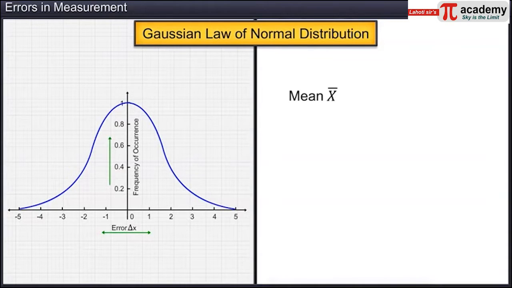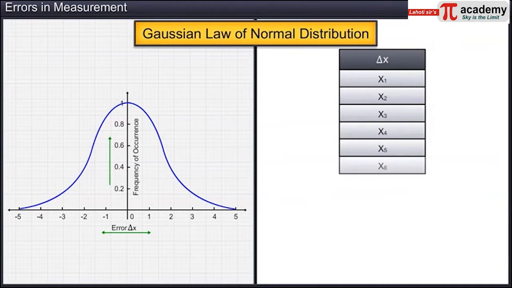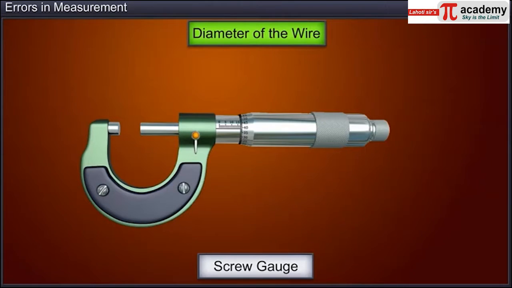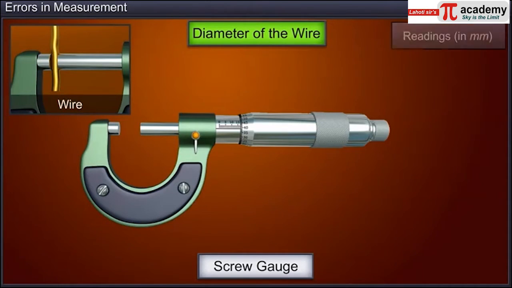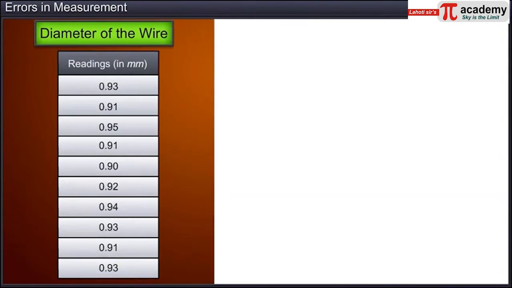Mathematically, the mean x bar is equal to sigma x divided by n, where sigma x is the sum of all the readings and n is the total number of readings. We generally take several readings, at least 10, and calculate their arithmetic mean to minimize the random error. Let us consider a copper wire and examine the set of readings of its diameter, which is measured with a screw gauge. Let us calculate the mean of these readings by using the formula mean x bar is equal to sigma x divided by n.